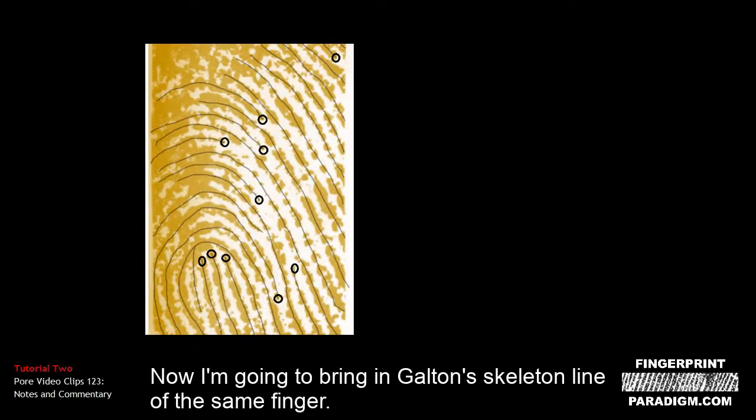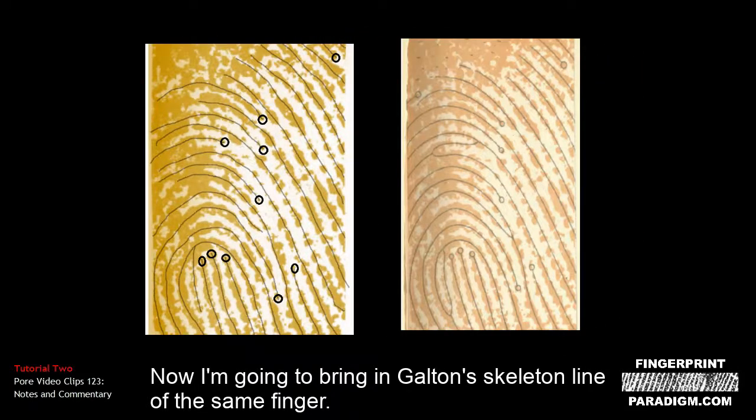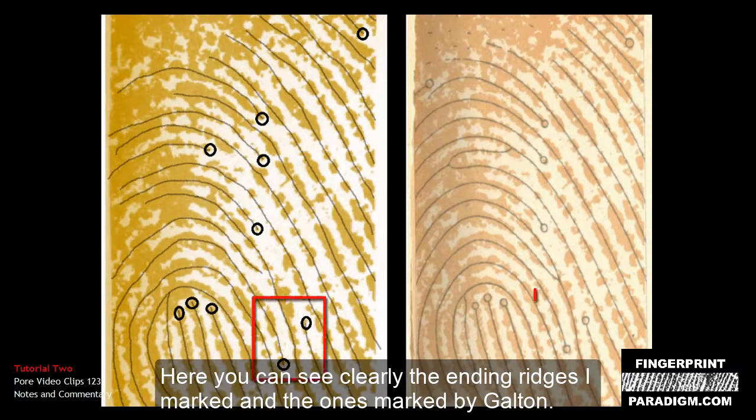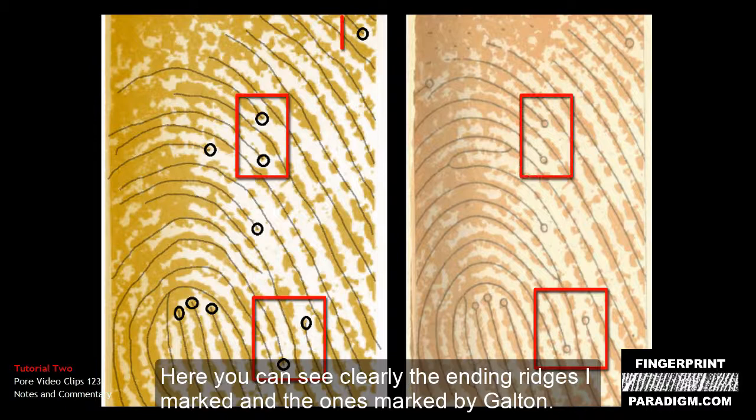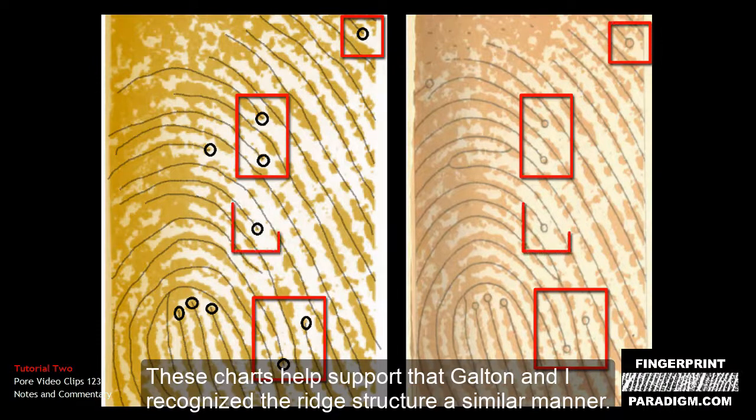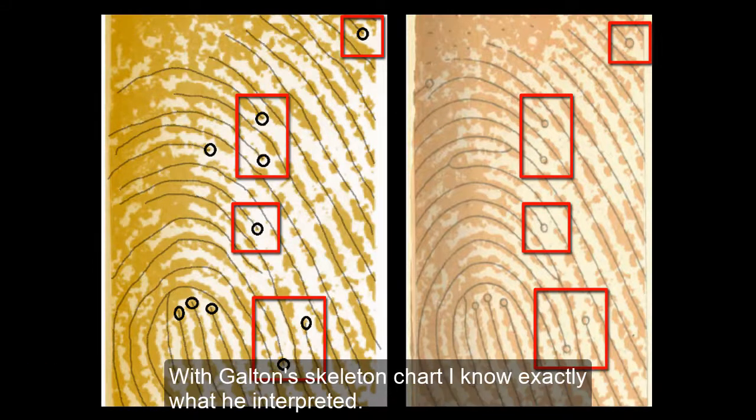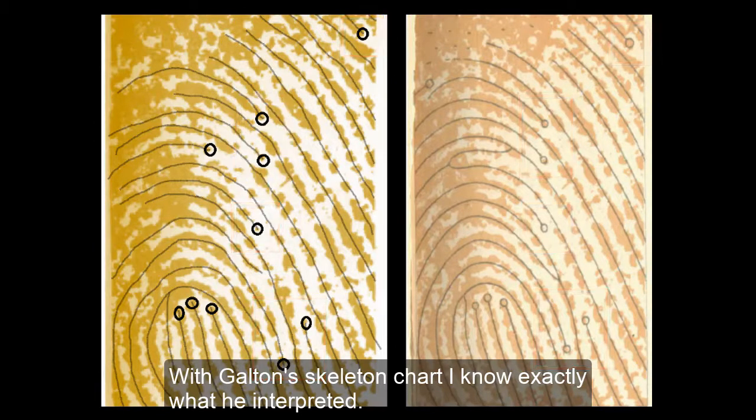Now I'm going to bring in Galton's skeleton line of the same finger. Here you can see clearly the ending ridges I marked and the ones marked by Galton. These charts help support that Galton and I recognized the ridge structure in a similar manner. With Galton's skeleton chart, I know exactly what he interpreted.